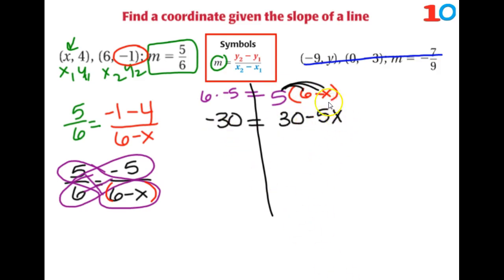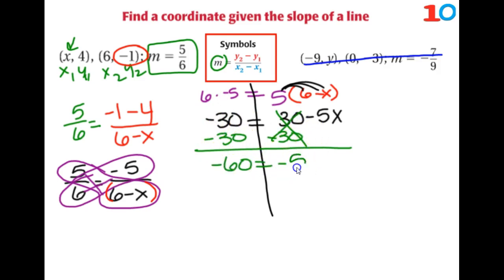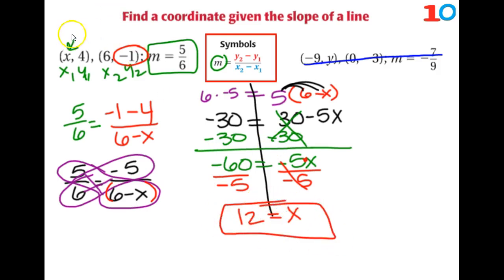So if I want x by itself, we need to get rid of this 30 first. I'm going to subtract 30. Negative 30 minus 30 is not 0. If I owe someone $30 and now I owe them another $30, now I owe them $60. And then the opposite of multiplying is divide by negative 5. Two negatives make a positive, and we should get a nice 12. So the number we were missing right there is just 12.